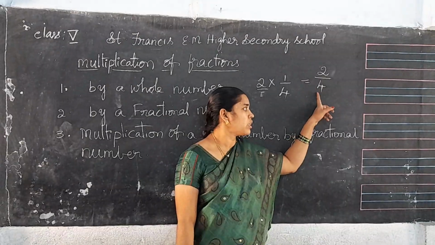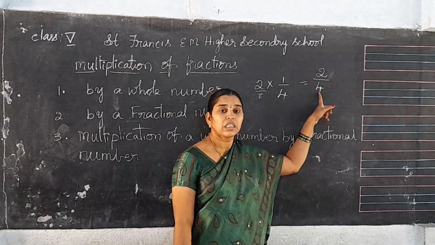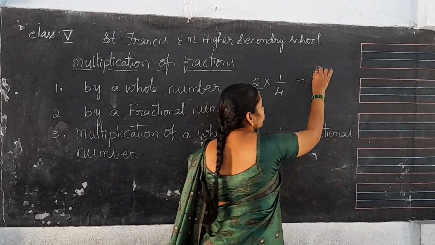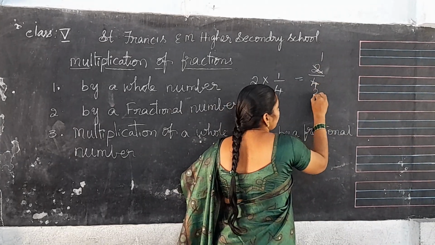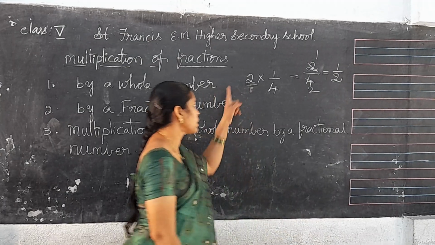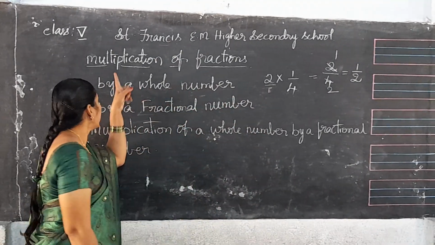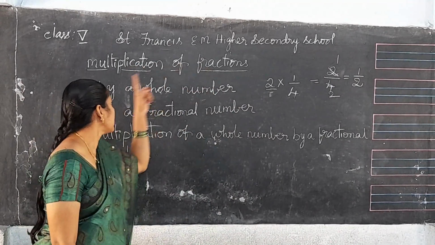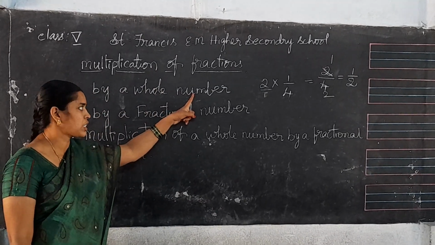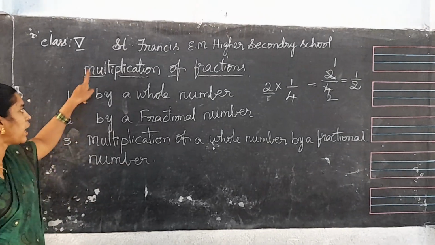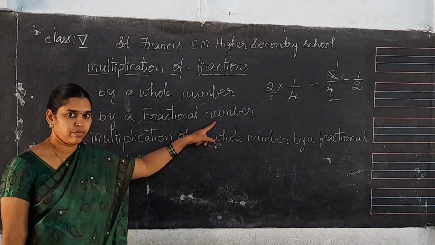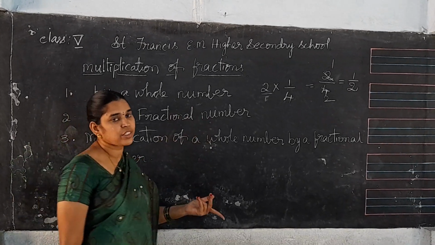The 2 table will go in these 2 numbers because these 2 are even numbers. So 2 ones are 2, 2 twos are 4. This is 1 by 2. This is the first method, multiplication of fractions by a whole number. That is the first one. Second one, multiplication of fractions by a fractional number. That means both are fractions.